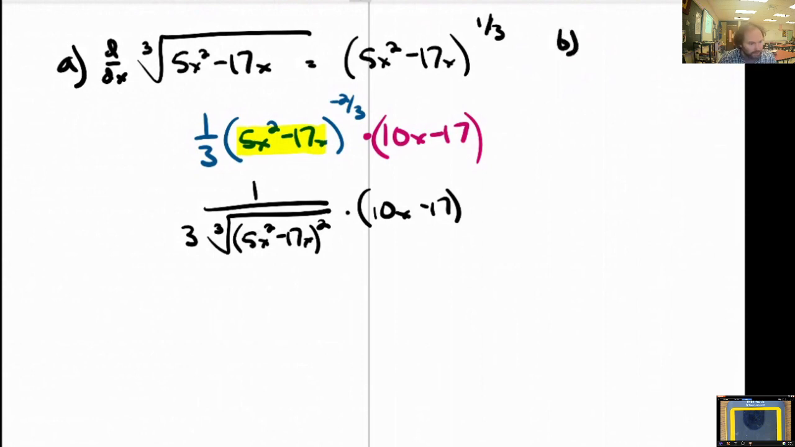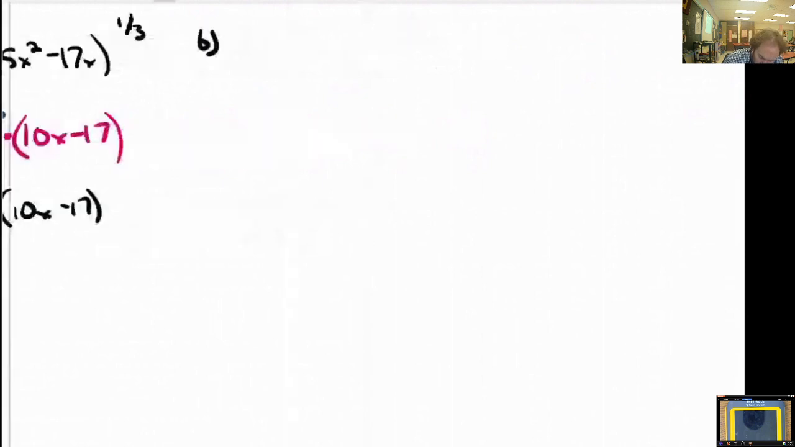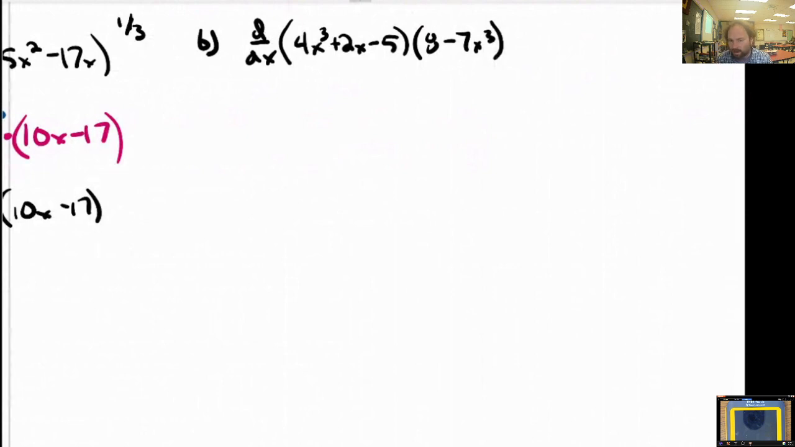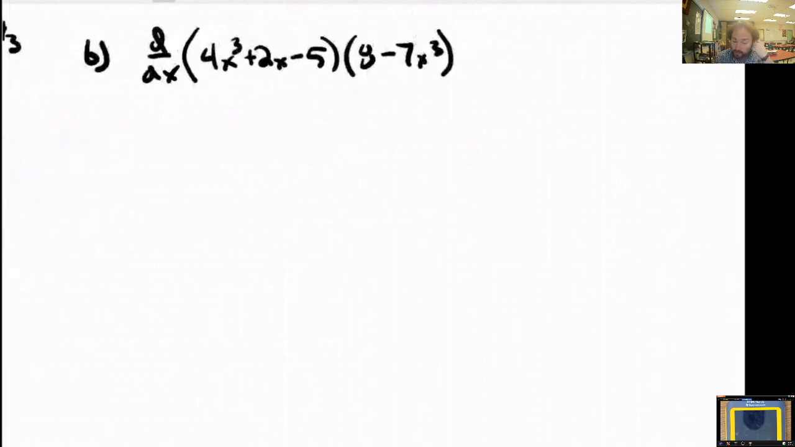Question B is going to look really complicated at first. We're looking for the derivative of two polynomials multiplied together, (4x to the third plus 2x minus 5) times (8 minus 7x to the third). And while you can use the product rule for this, I would not recommend it, since it's easy enough, I think, to multiply this all the way out.